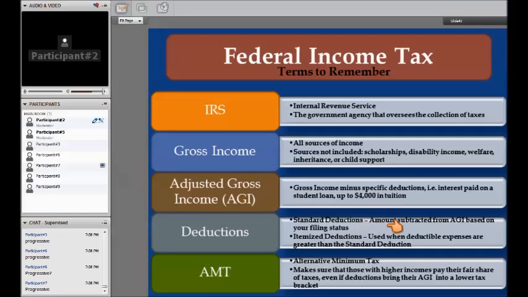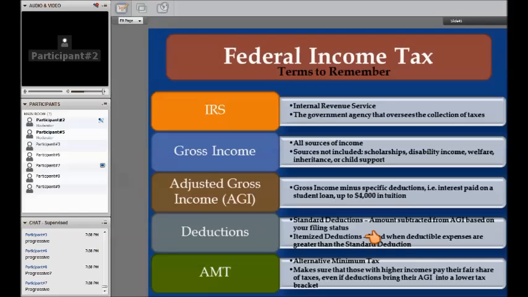Deductions, you've got standard deductions. This is the amount subtracted from your AGI based on your filing status. Okay, your filing status was what we just saw in the tax brackets. So that's one way that you can do your deductions. The other way you can do your deductions, you can itemize them. That would mean that you kept track of everything that you can deduct from your gross income. You kept track of all year long, and then you subtract those from your gross income.